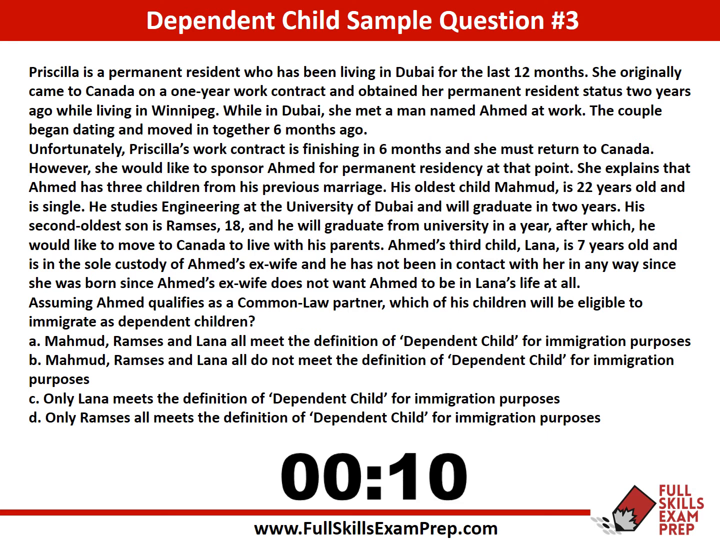So you can see that already we have a lot of names, a lot of family relationships and things like that we're going to have to decipher. Well, that's going to be the fun part of this question. The answers deal with really answering the question of which of his children would qualify to immigrate. So we have Mahmoud, Ramses, and Lana all qualify. Mahmoud, Ramses, and Lana all do not qualify. Only Lana qualifies, and only Ramses qualifies.